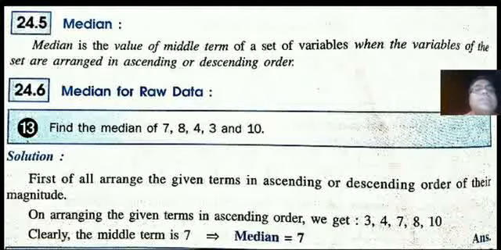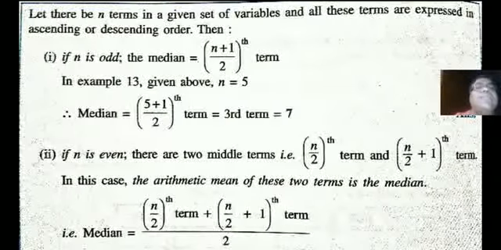So first the data is arranged in ascending or descending order, then find the n value. Is n even or odd? Since this question is a simple question, here 7 is directly taken as the median. However, if the data is more, then the rule is different. Let us see the next slide.